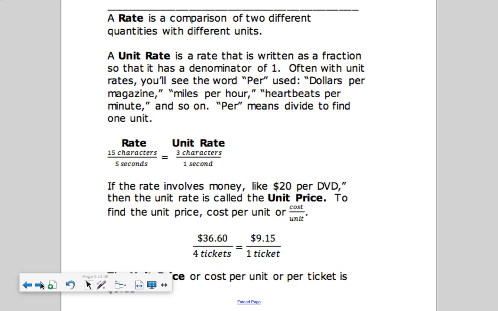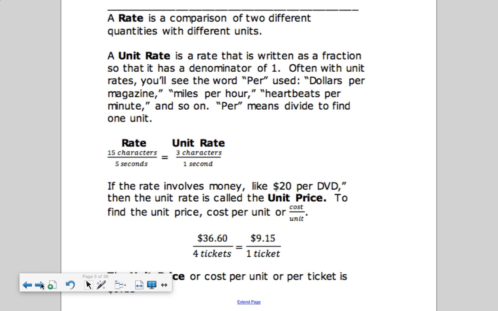So again, what is a rate? A rate is comparing two quantities with different units, like miles and hours, miles and gallons, dollars per cupcakes, dollar per movie tickets. A unit rate, on the other hand, is where your denominator is 1, where you're finding how much it costs for each one of those units, for each hour, each magazine, each minute. Usually you say it with the word per. Per means for every one, for each one.